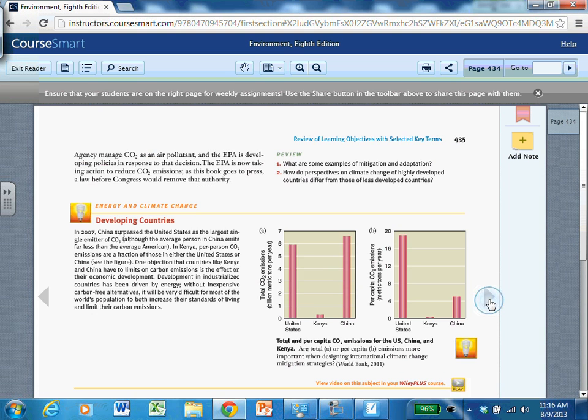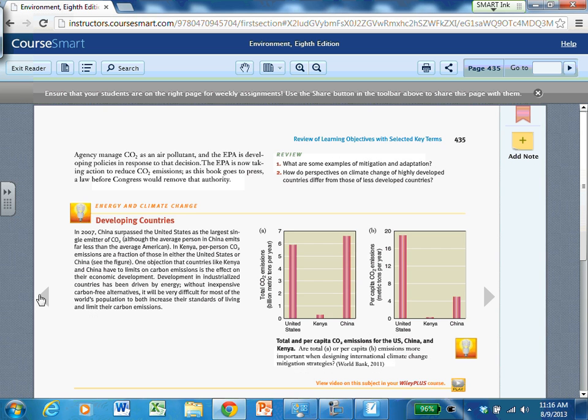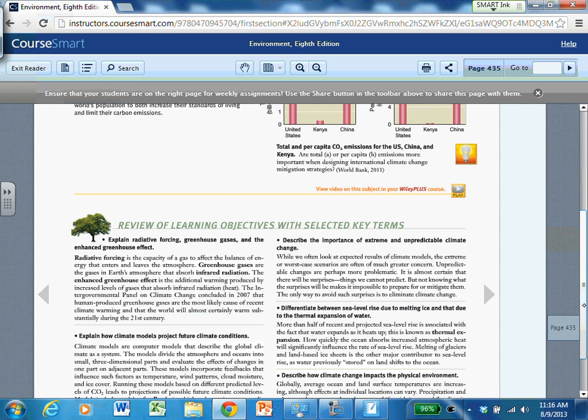I would go all the way to the end here, and in the end of the chapter, it has a review of learning objectives with selected key terms. And I would read that as a pre-read as well. And the first thing says, explain radiative forcing, greenhouse gases, and the enhanced greenhouse effect.